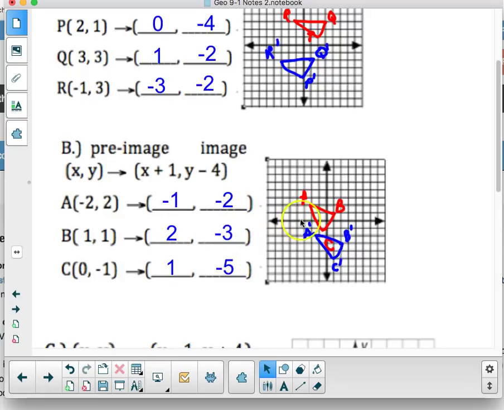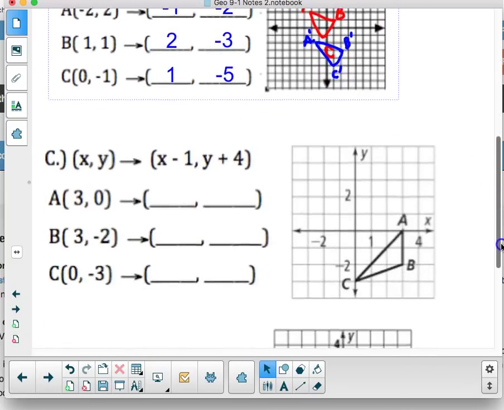Let's double check. So my A prime is negative 1, negative 2, 1, 2. So let's see if I moved it over and went 1, 2, 3, 4. So it should be right there. I'm just a little off just because of my drawing afterwards. And then I'm looking at my B is going to be 2 and negative 3, 1, 2, 3. And my C is 1, negative 5, 1, 2, 3, 4, 5. So those seem to work.